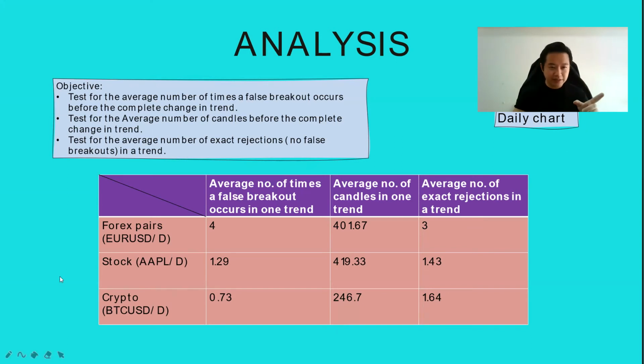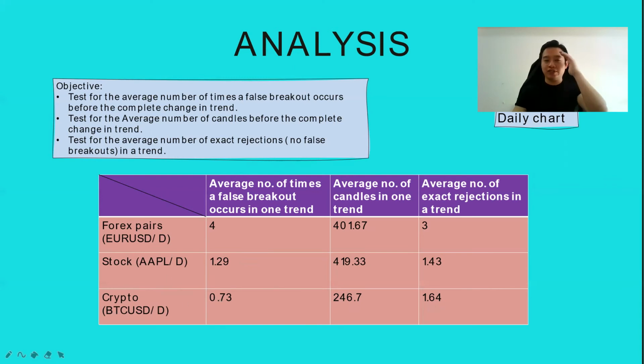So next, in Apple, the stock, in an uptrend, there is around 1.29 forced breakout and also just 1 exact rejection. In crypto, in Bitcoin, the forced breakout is 0.73, right? The exact rejection is 1.64. So if you look at this overall, crypto, right? Price respects the 200 EMA more. In terms of exact rejection, there's a lesser number of forced breakouts.